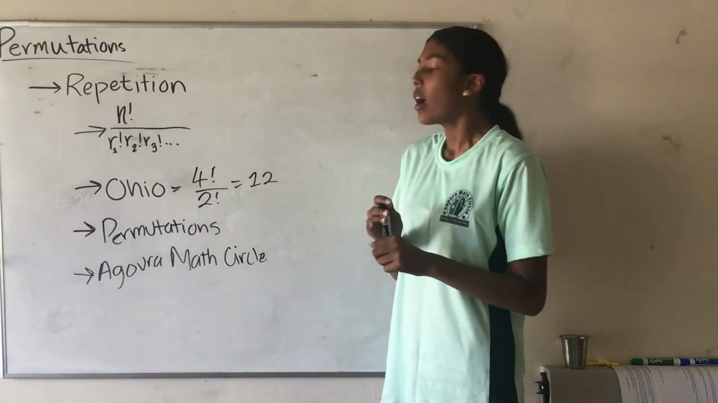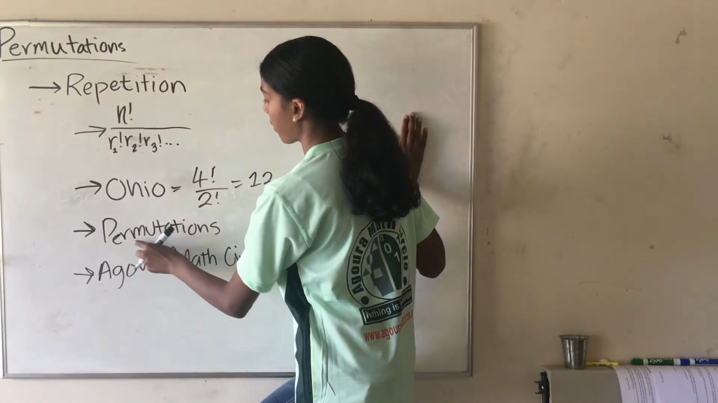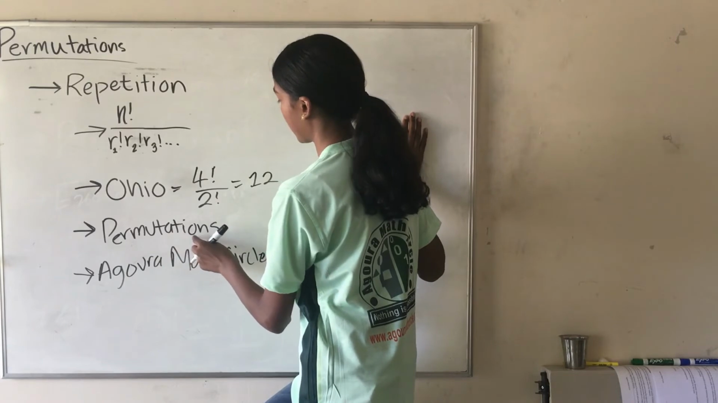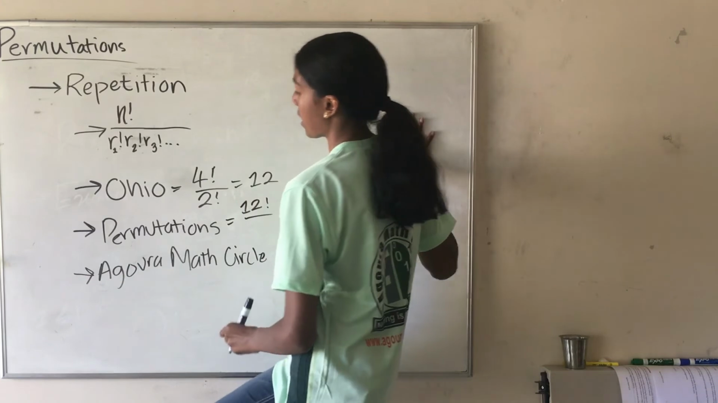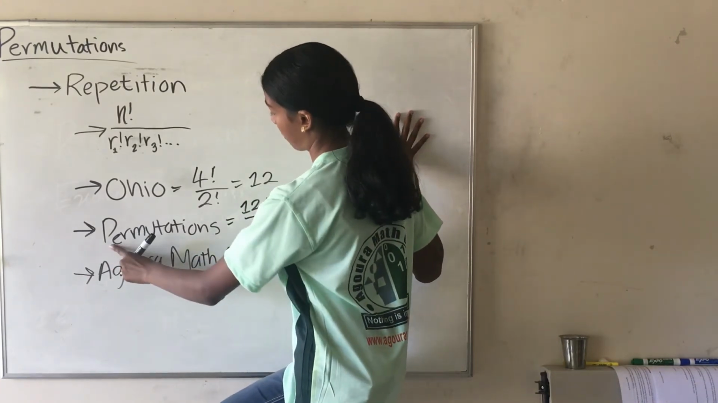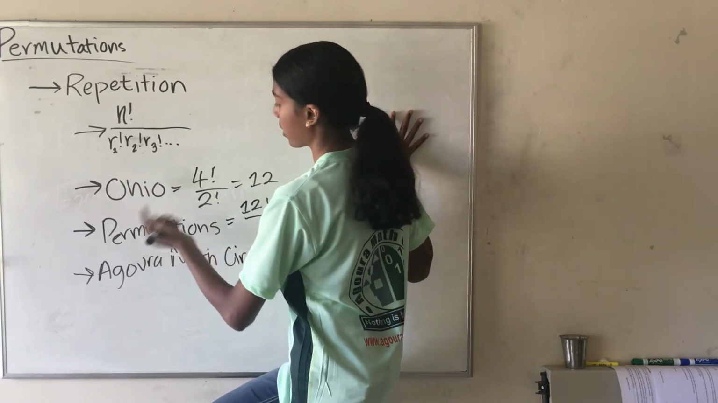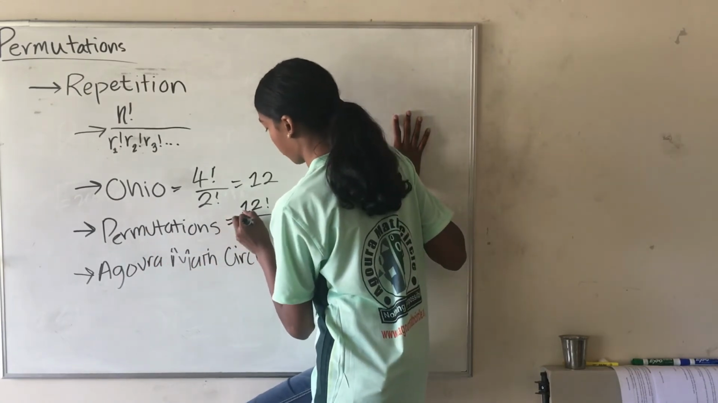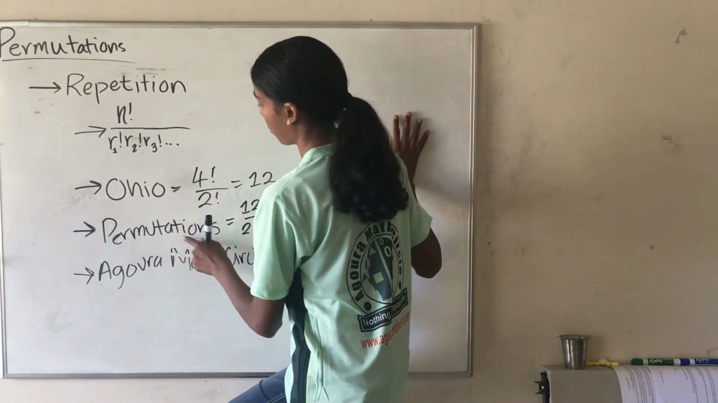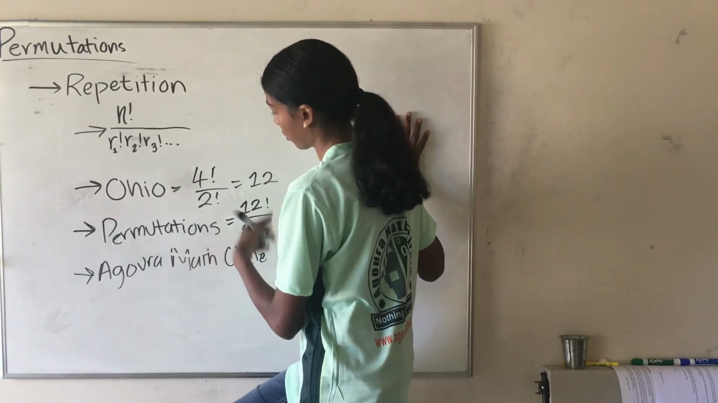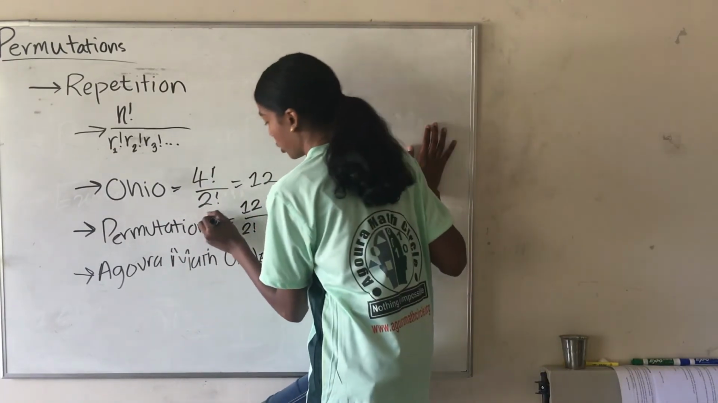And that's it. Permutations might be a bit more complicated. Let's count how many letters: 1, 2, 3, 4, 5, 6, 7, 8, 9, 10, 11, 12. There's 12 total letters. How many P's? There's only 1. How many E's? Only 1. R's, only 1. N's, only 1. U, only 1. T, there's 2 T's, so 2 factorial. A, only 1. I, only 1. O, only 1. N, only 1. S is only 1. But let's just say permutations was spelled weird and had 2 S's.